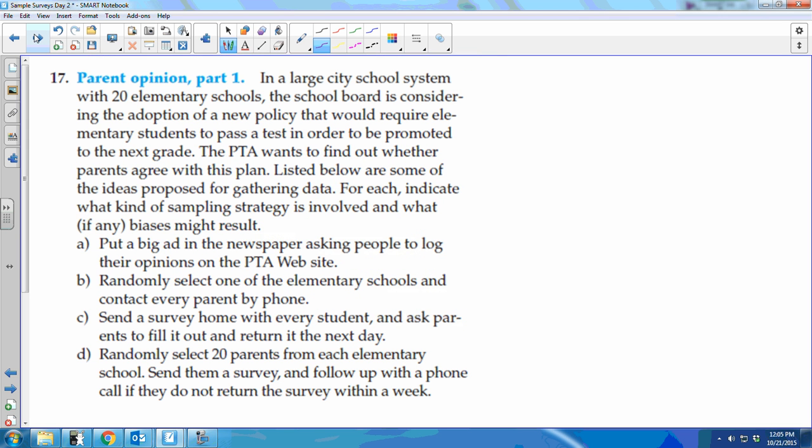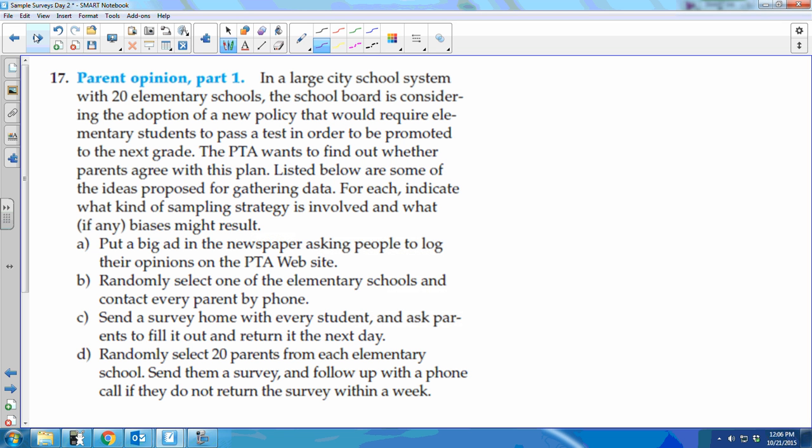In a large city school system with 20 elementary schools, the school board is considering the adoption of a new policy that would require elementary students to pass a test in order to be promoted to the next grade. The PTA wants to find out whether parents agree with this plan. Listed below are some of the ideas proposed for gathering data. For each, indicate what kind of sampling strategy is involved and what, if any, biases might result. A. Put a big ad in the newspaper asking people to log their opinions onto the PTA website.